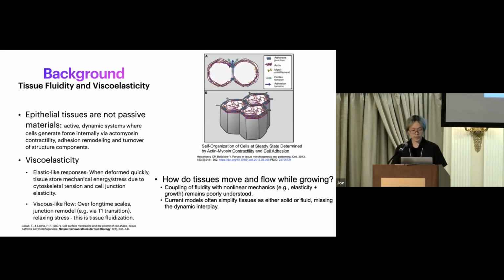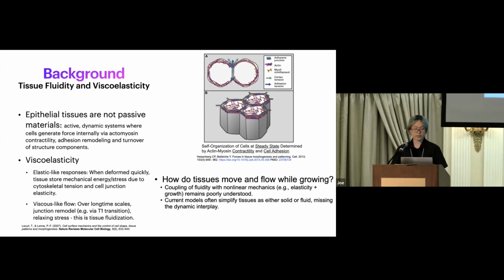So epithelial tissues are not passive materials. They are active dynamic systems where cells generate internal forces, primarily through actomyosin contractility, cell-cell adhesion, remodeling, and turnover of structural components.